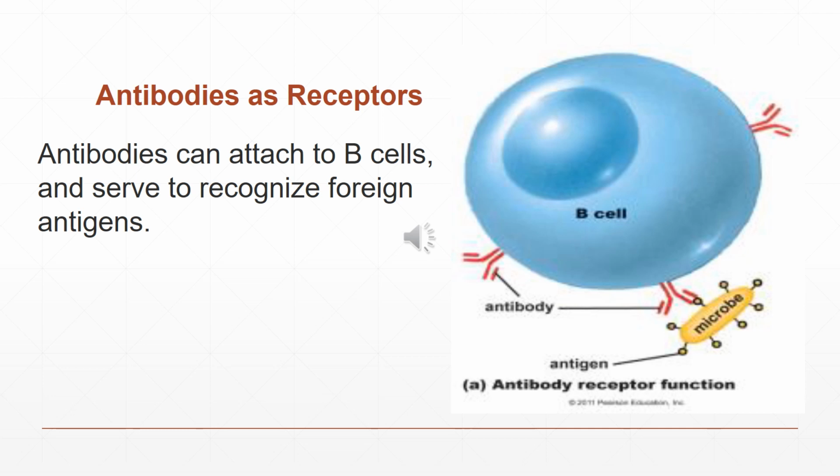Antibodies as receptors. Antibodies can attach to B cells and serve to recognize foreign antigens. Remember when we talked about what antibodies do, how they get the immune system going. This picture shows a B cell and then you see an antibody, those little arms or legs that attach to it, and it has an antibody receptor function. You see these little microbes going by. Does this really need to be here? If it feels that it does not need to be there, then it's going to send off a response, and the immune system is then going to be activated.